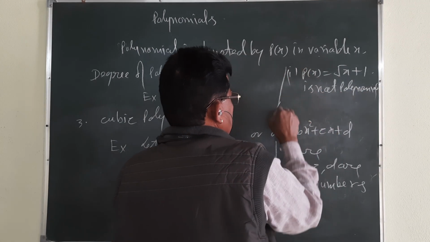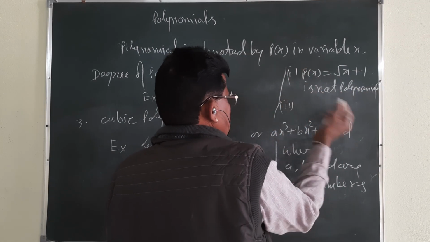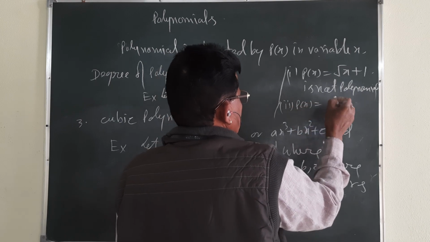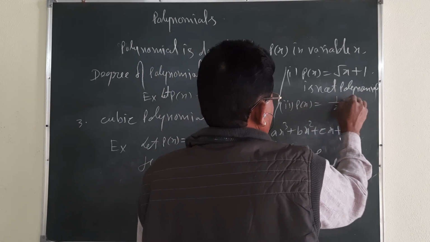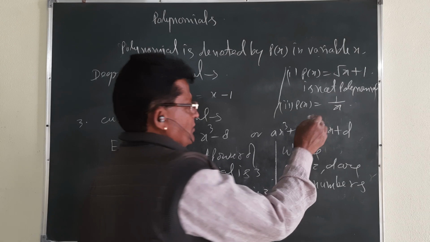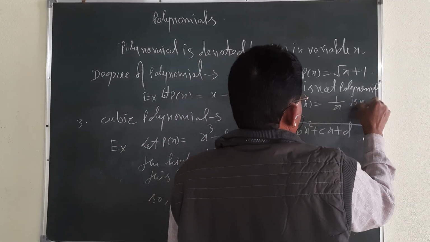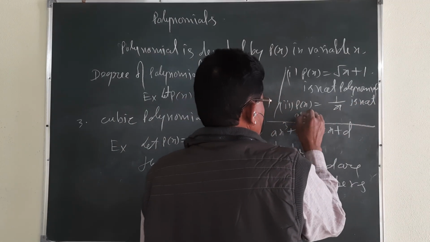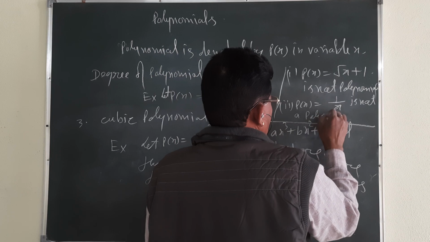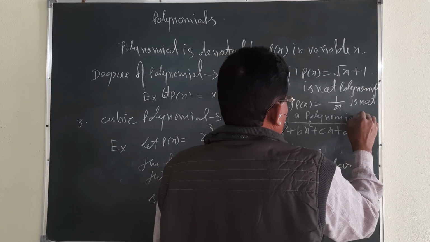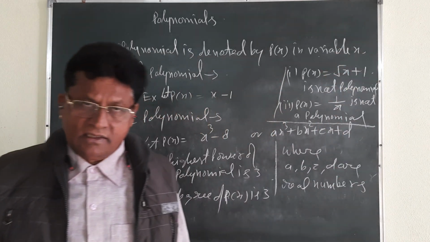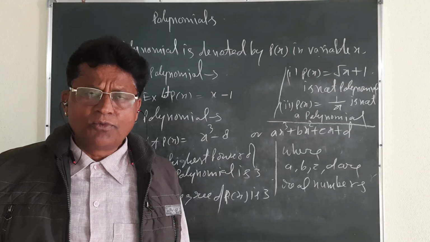One more thing I am telling you, which may not be a polynomial, is 1 upon x. 1 upon x is not a polynomial. Why is it not a polynomial? Because the variable does not lie in the denominator.